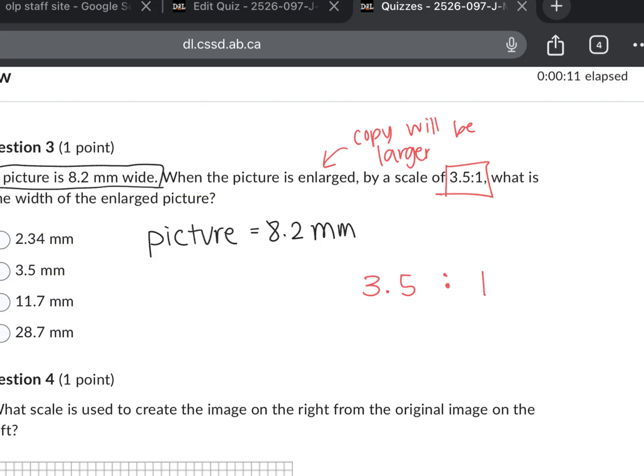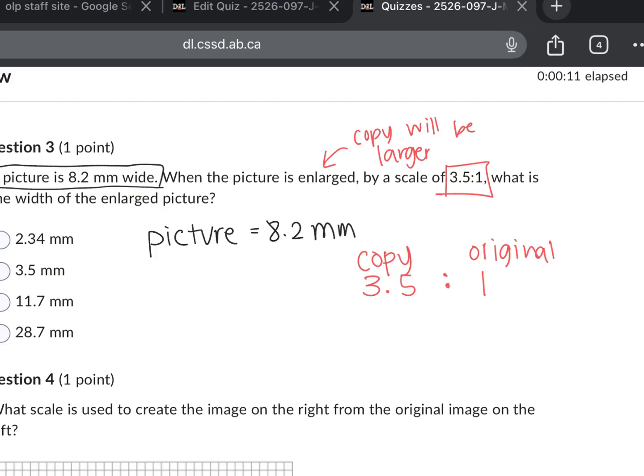Now, when it comes back to a ratio like this, we want to make sure that we understand which side is representing which information. Because we're being told that when the picture is enlarged, so when the picture becomes more, it will be a scale of 3.5. That tells us that the larger side is going to need to become the copy or the new image, and the 1 is going to be our original, or what is in this question referred to as the picture.